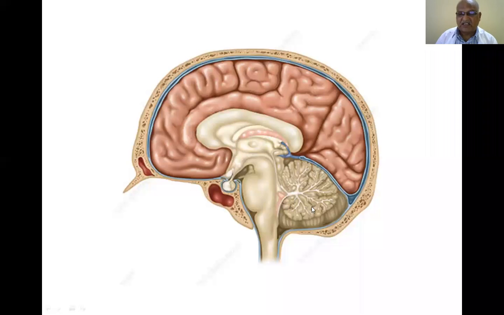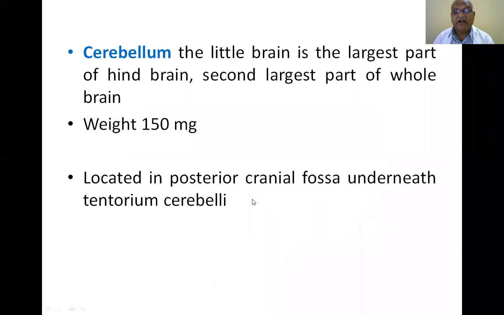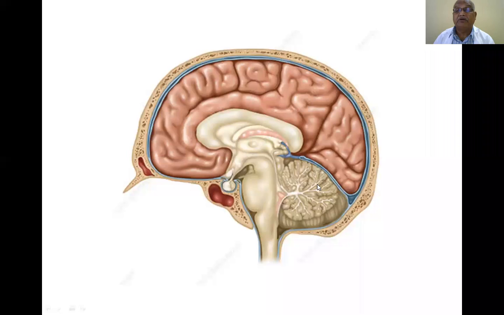These are the characteristic features of the cerebellum. It is located in the posterior cranial fossa underneath the tentorium cerebelli, that I have pointed out. Now this is the tentorium cerebelli. Below this is the cerebellum. This cerebellum is present in the posterior cranial fossa.